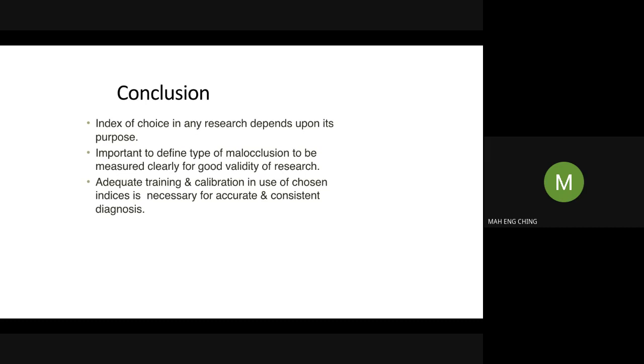And maybe you want to measure the malocclusion or the occlusion features of this population, then maybe use the Summers occlusal index. If you want to measure the complexity of the treatment, then maybe use ICON. So it depends what purpose you want to measure. So it's important to define the type of malocclusion to be measured clearly for the good validity of research. Adequate training and calibration in the use of the chosen indices is necessary for accurate and consistent diagnosis.